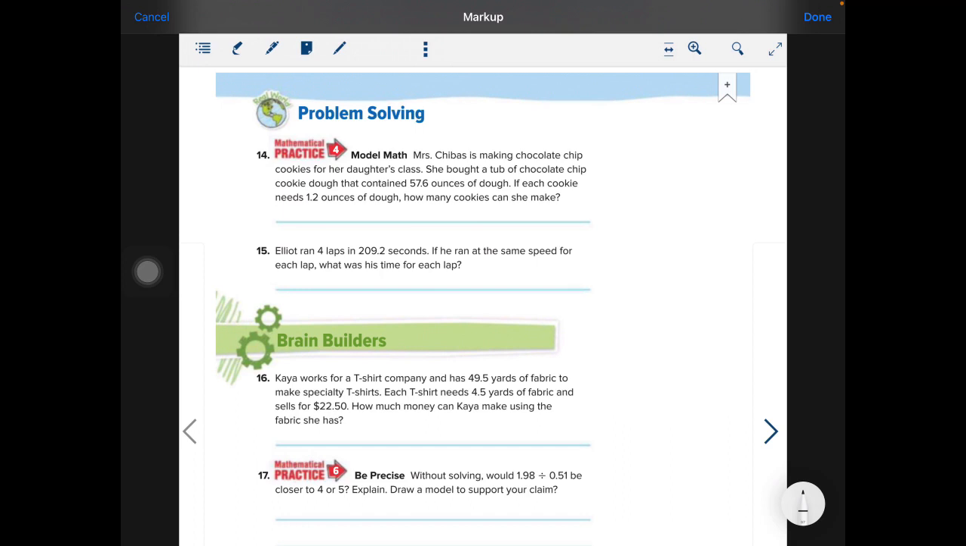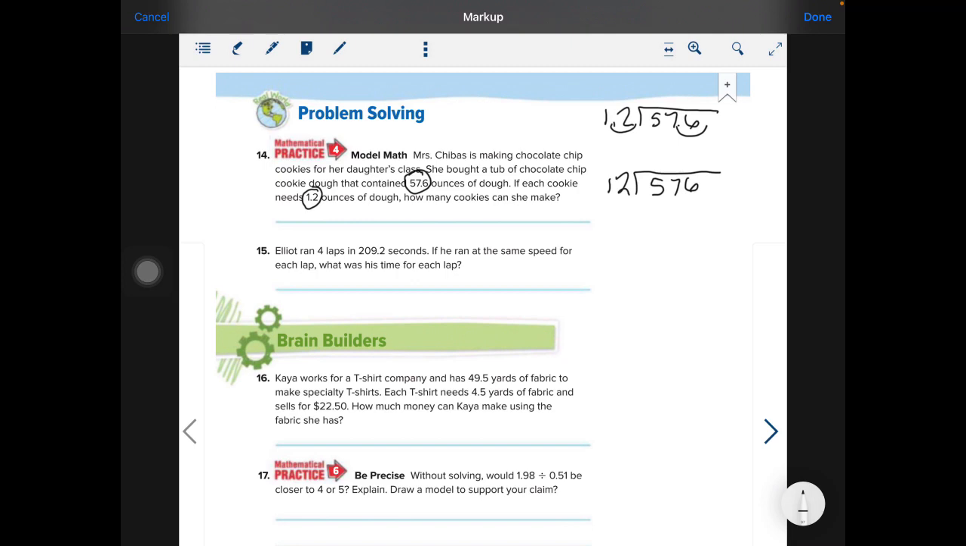Okay, number 14. Mrs. Chewbacca is making chocolate chip cookies for her daughter's class. She bought a tub of chocolate chip cookie dough that contained that many ounces of dough. If each cookie needs that many ounces of dough, how many cookies can she make? Okay, they just want to see if you can move the decimals over. All right, so we have 1.2 and then division bar 57.6.